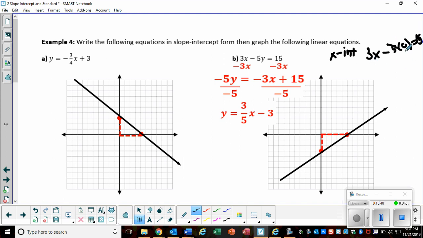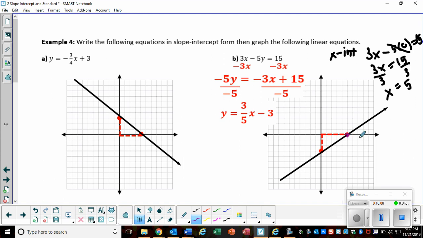So that means this will cancel out. So I just have 3x equals 15. Okay, now I can just divide by 3, and my x-intercept is at 5. So I can use that and plot the point at the x-intercept of 5, which is right here.